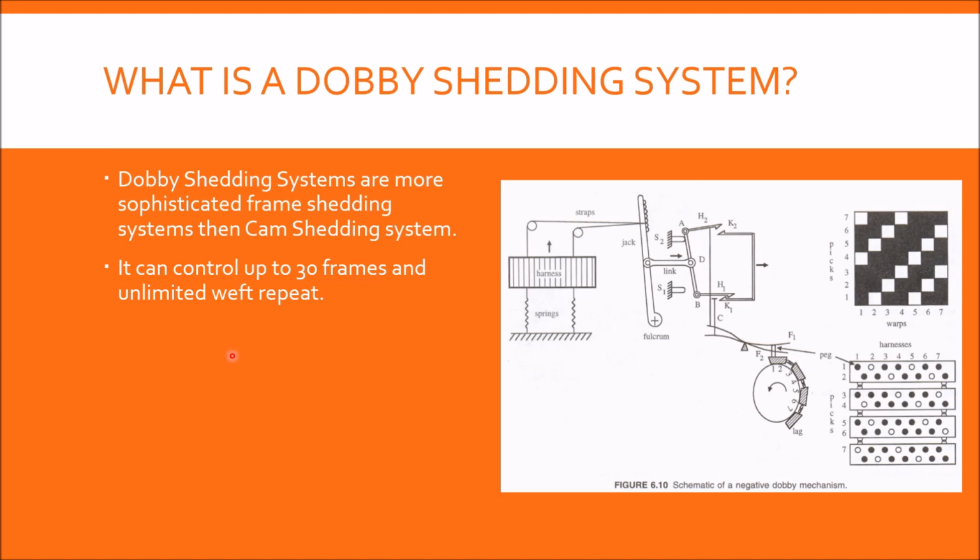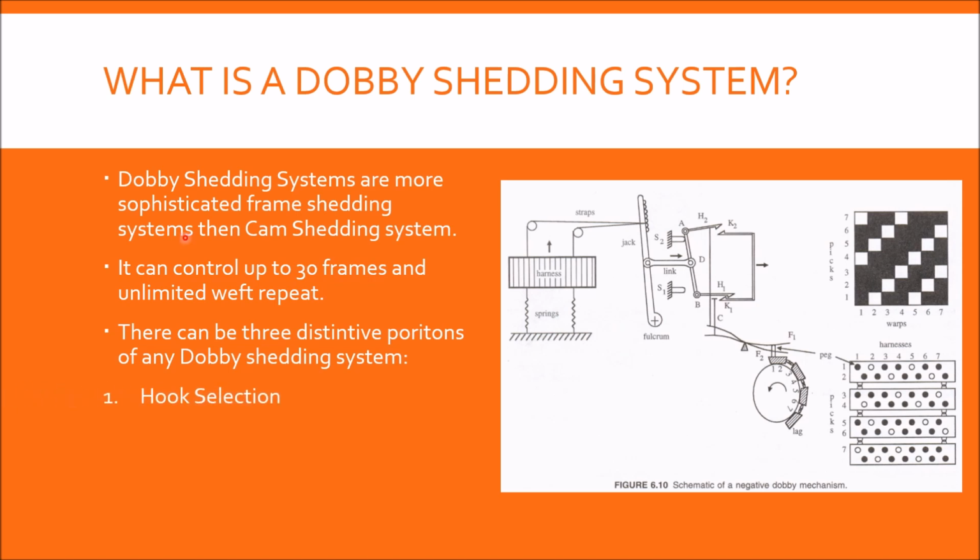I just want to give you an overview in a quick last slide of today's lecture. I will tell you that there are basically three systems available for Dobby. We can divide any Dobby system into three subsystems. So our first system is the hook selection system. The hook selection system has some type of lever system. There can be many types of hook selection system.